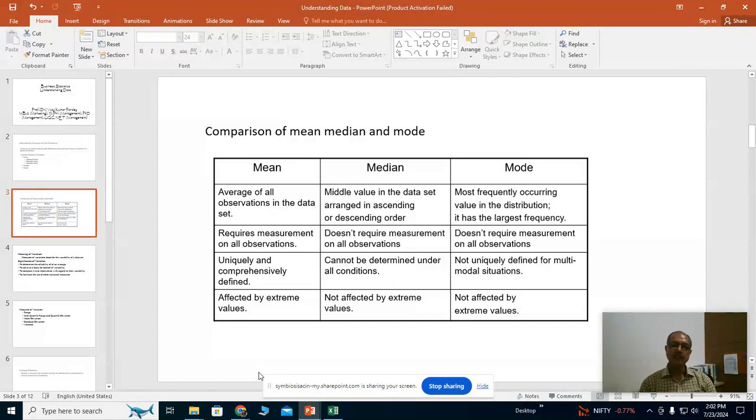Median is the middle value in the data set arranged in ascending or descending order. It doesn't require the measurement of all the observations, and as I told you, it is not affected by extreme values. The third is the mode. Mode is the most frequently occurring value in the distribution, and it has the largest frequency. So when you want to identify which inventory is sold the most in your organization, the mode will be the most suitable one.